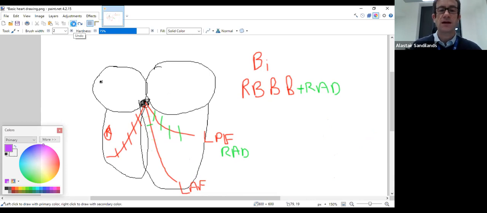So let's just go a step back. If there is left axis deviation now on the ECG, let's go a step further back.